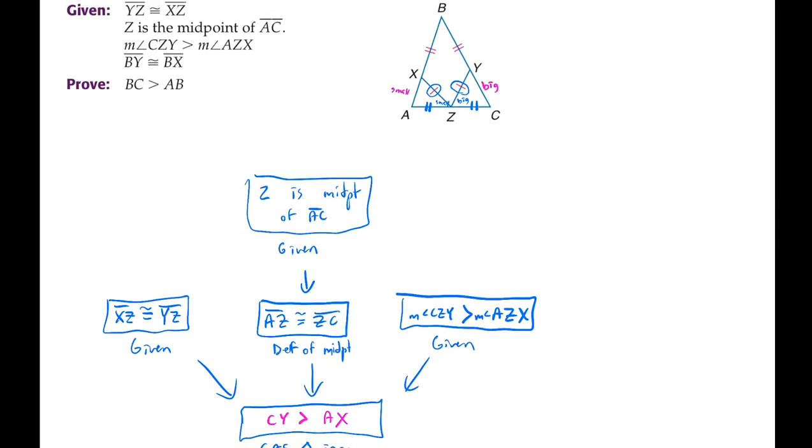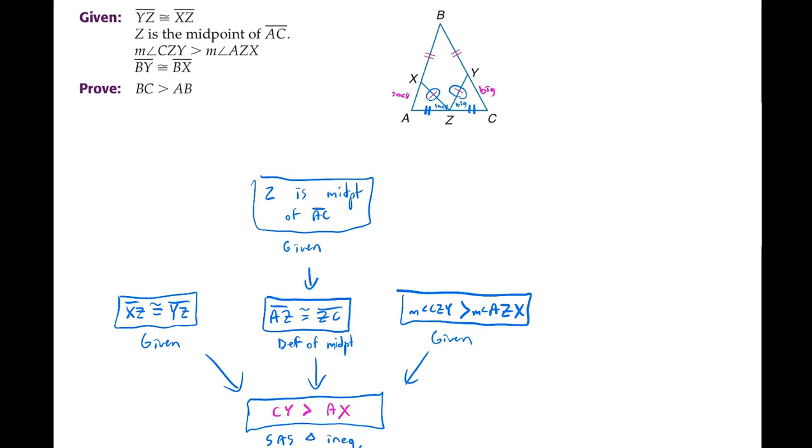Now, that's not what it was saying, because that would just be literally stating the theorem. So what they're saying is go a little further. They also give us that these are congruent, and they want us to prove that this whole side is bigger than this whole side.